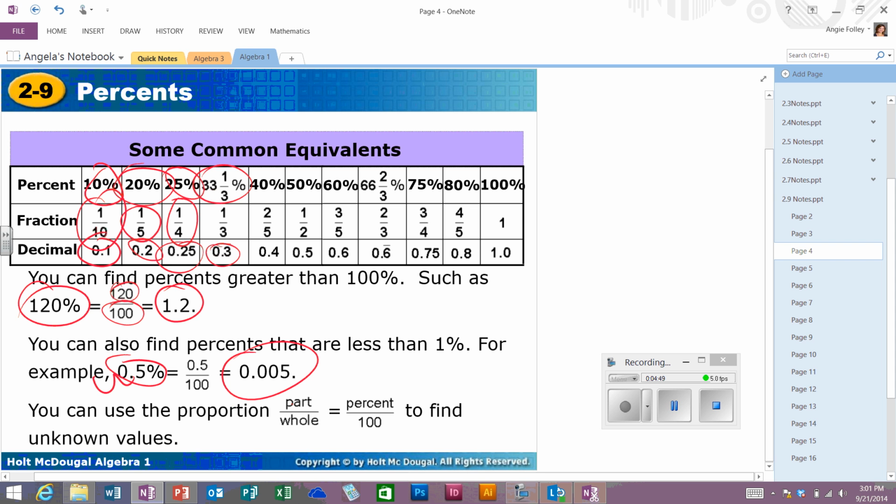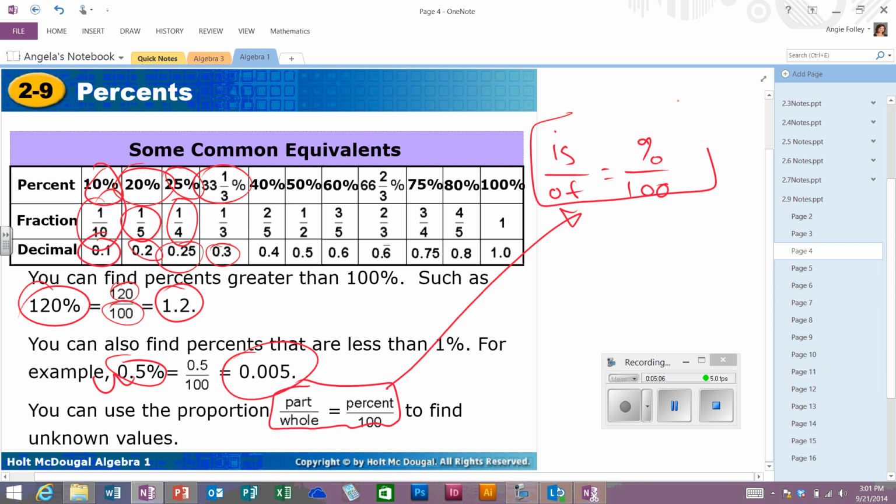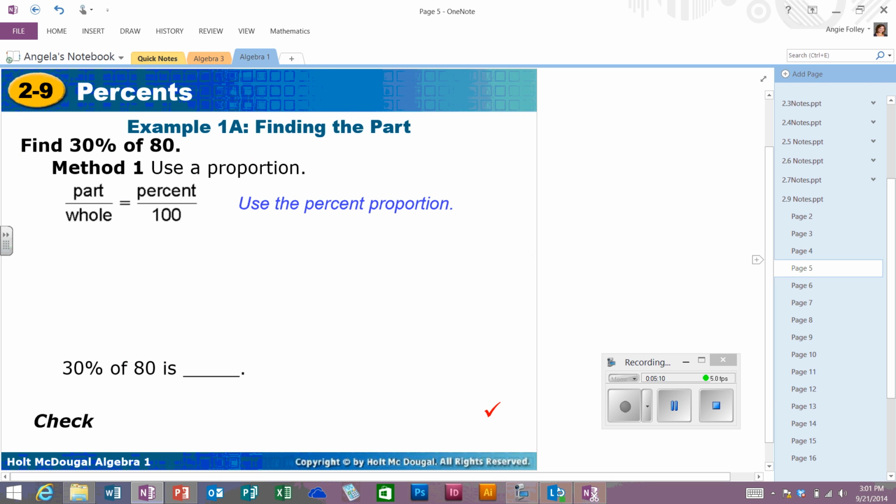And what I need you to memorize is this. The part over the whole is always equal to the percent over 100. And I know that some of my classes like to think of this as the is over the of equals the percent over 100. And whichever one you like, it doesn't matter to me, but you need to understand this relationship, okay? So let me show you what I mean.